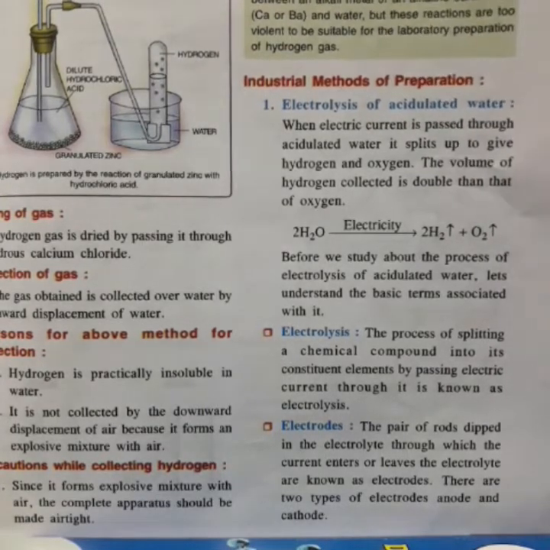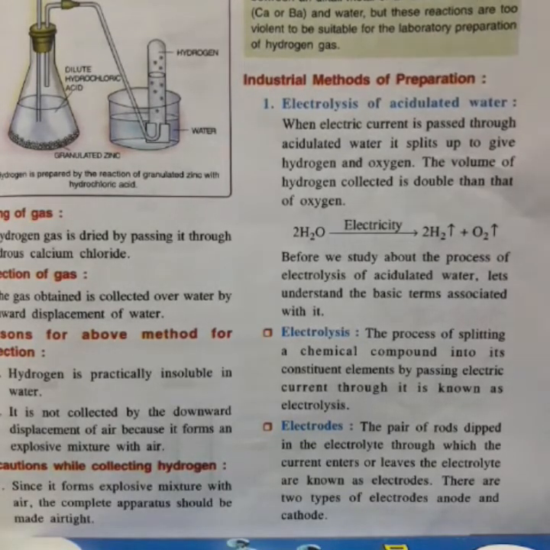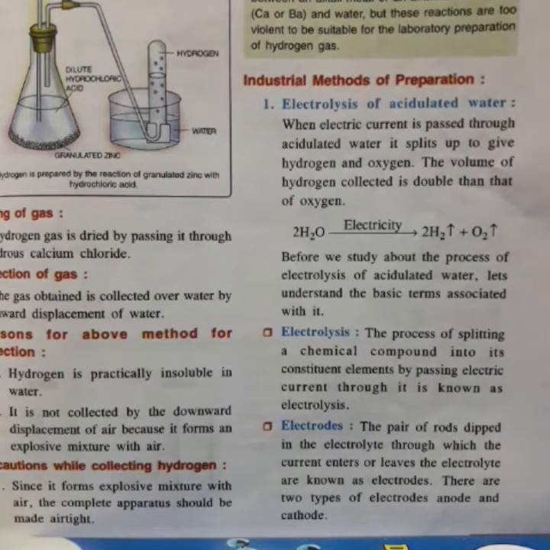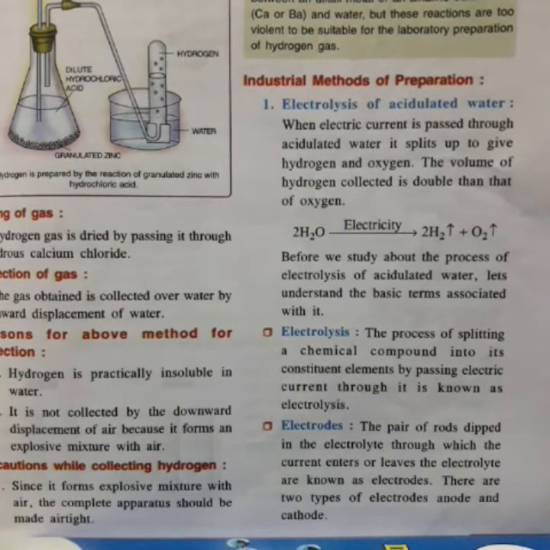First of all, you should know the name of the reactants used and why they are used. Reactants used are granulated zinc and dilute hydrochloric acid or dilute sulfuric acid. Now the question is why granulated zinc is used. Granulated zinc is a commercial variety of zinc which contains copper as impurity, and copper acts as a catalyst and speeds up the reaction. So this is one of the reasons why granulated zinc is preferred.